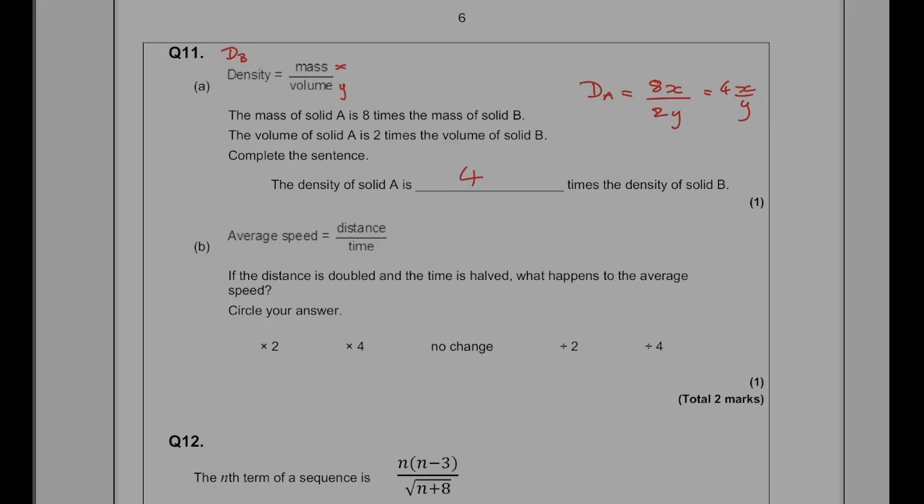Part B. Average speed is equal to distance divided by time. If the distance is doubled and the time is halved, what happens to the average speed? So if we've got an average speed as it is, so distance is doubled and then the time is halved, so that would have the effect of times in by 4. Because if you think 2 over half is the same as 4, so times by 4.